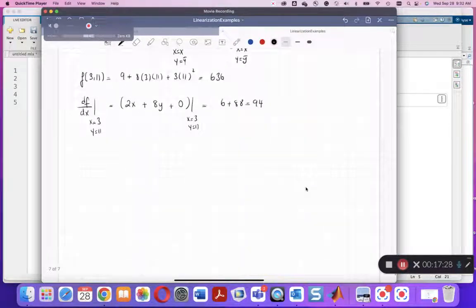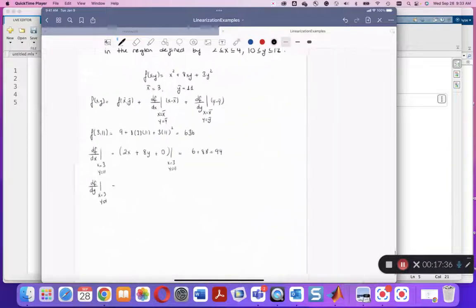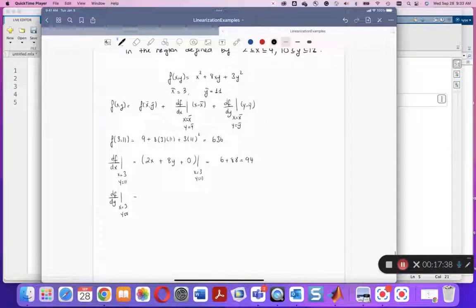Now we are going to take the derivative with respect to y when x is equal to 3 and y is equal to 11. So remember your equation, it was x squared plus 8xy. So I have first 8x plus 6 times y when x is equal to 3 and y is equal to 11, which gives you 24 plus 66, which gives you 90.